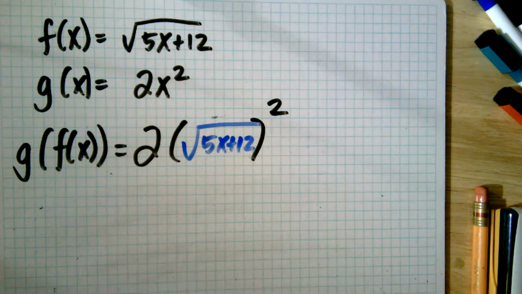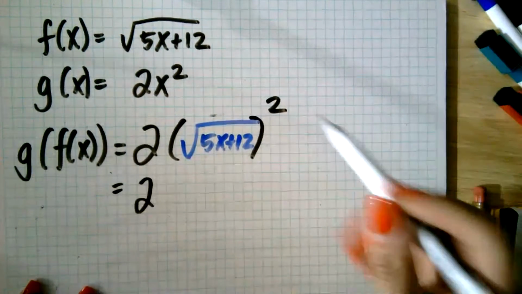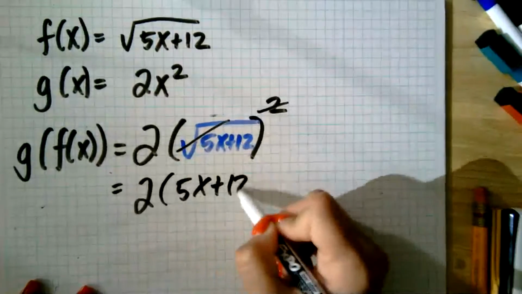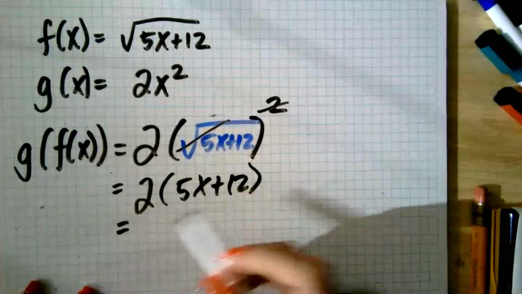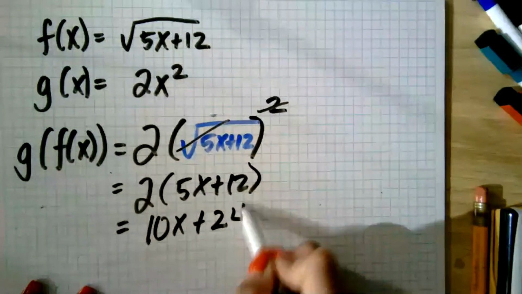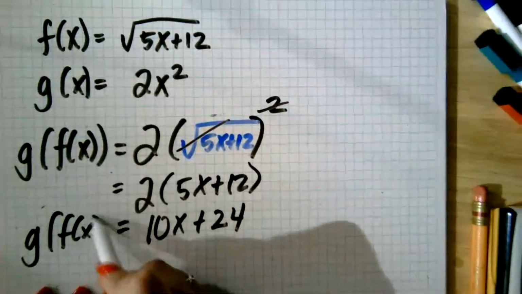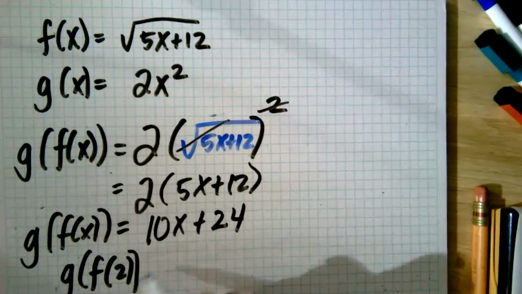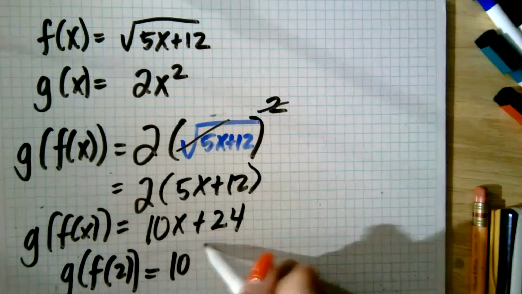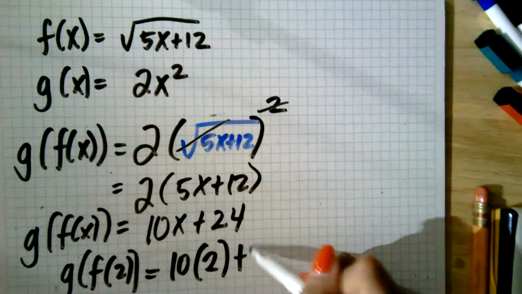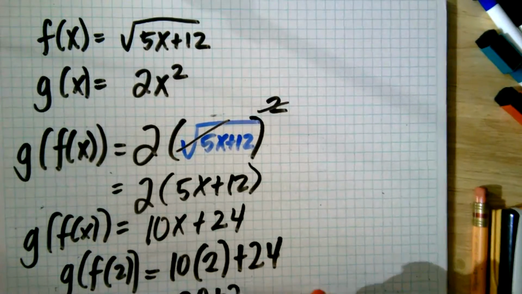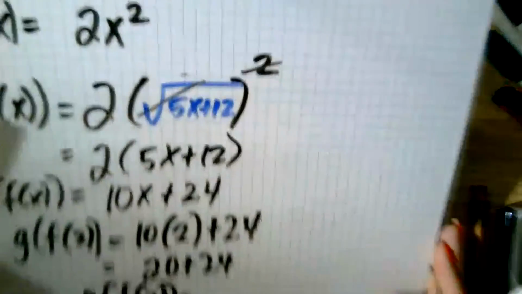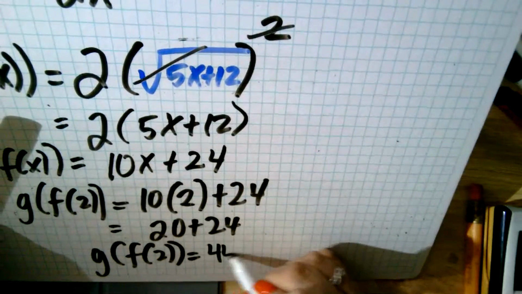So what is that going to give me? I get 2 times the square root, and the 2 and the square root cancel, and I get 5x plus 12. So that's going to give me 10x plus 24. So g of f of x is 10x plus 24. If I want to find g of f of 2, that means I have now 10 times 2 plus 24. That gives me 20 plus 24. So g of f of 2 gives me, running out of space again, 44.